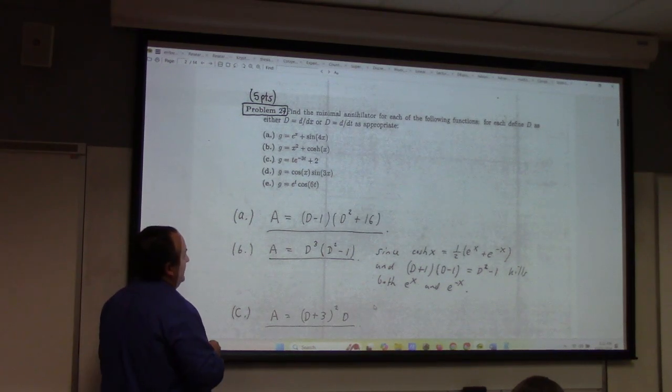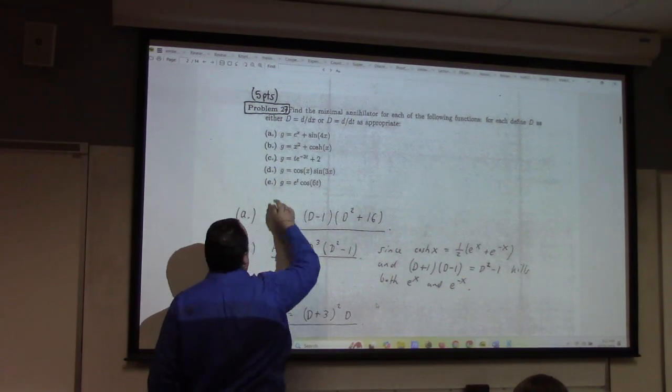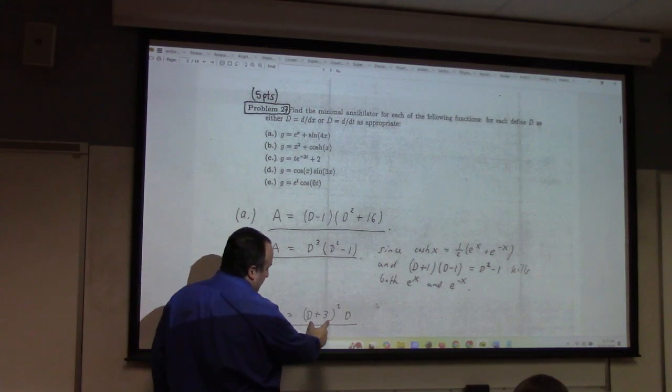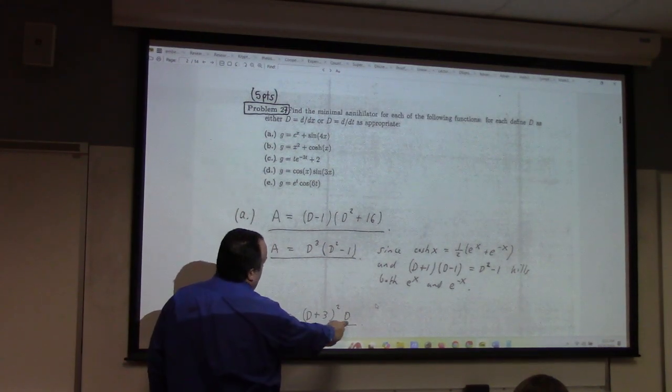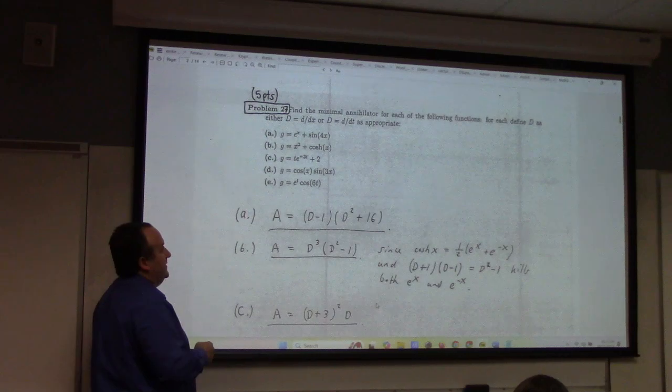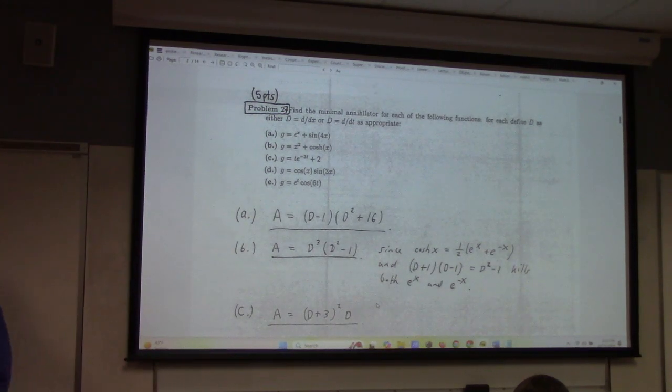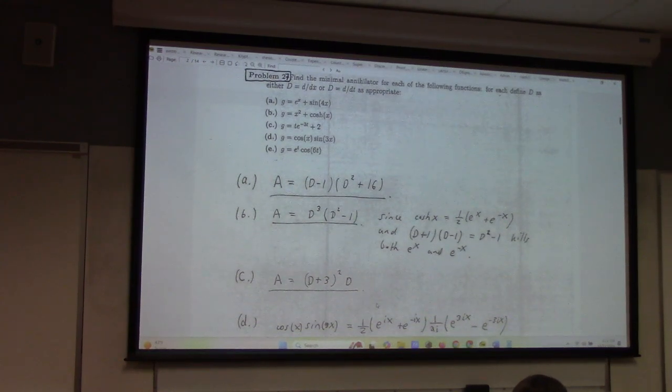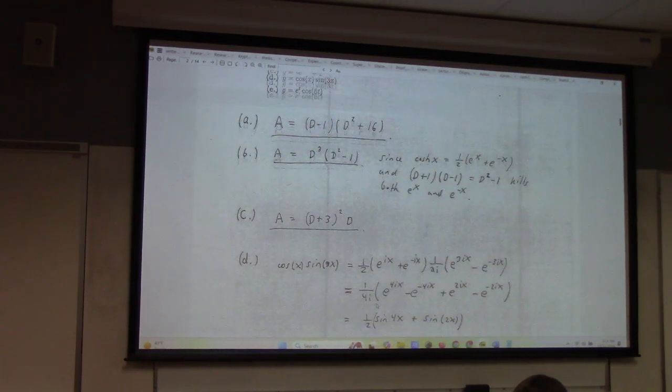The t e to the minus 3t means that we had a lambda equals minus 3 repeated, which was why I put a D plus 3 squared here. And then the D is to kill the 2. Now part d here required some trigonometry, right? There's no easy way around that. You just kind of got to face the music. And here's how I do that.